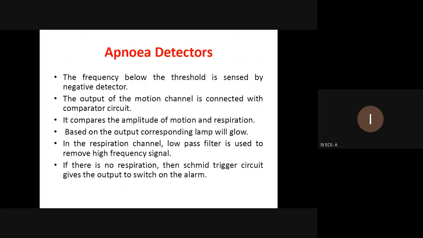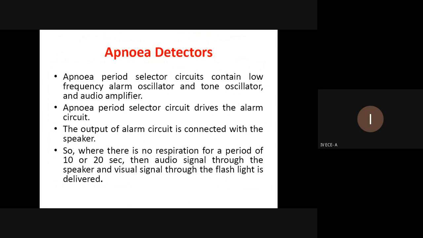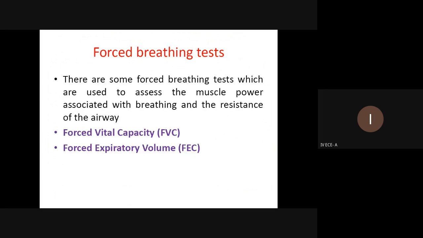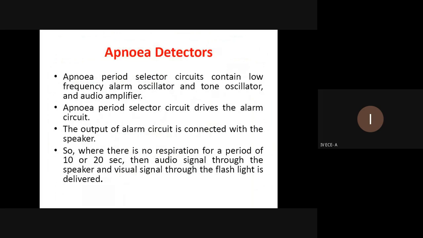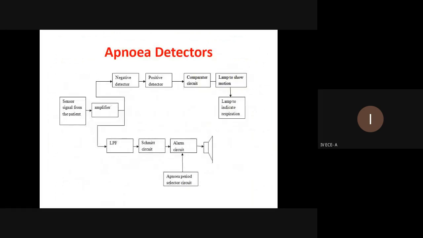If there is respiration, a low pass filter is used to remove the high frequency signal. The output of the alarm is connected with the speaker. When there is no respiration for a period of 10 or 20 seconds, an audio signal through the speaker and a visual signal through the flashlight are delivered. So this is the method of respiration determination. Finally, we have seen respiration measurement through apnoea detectors.